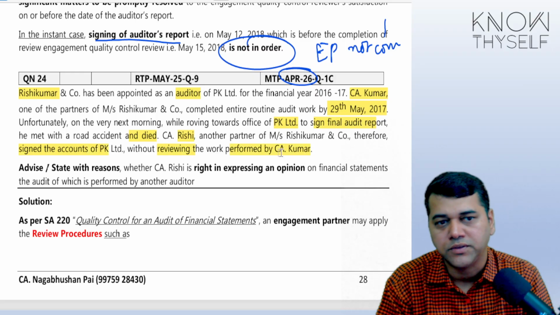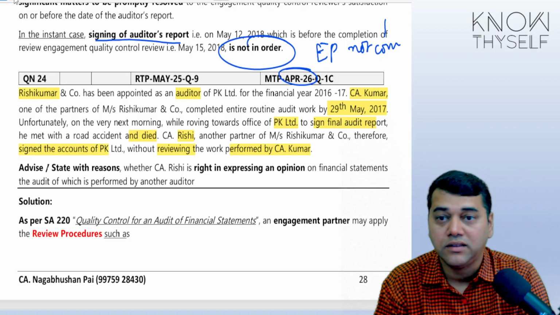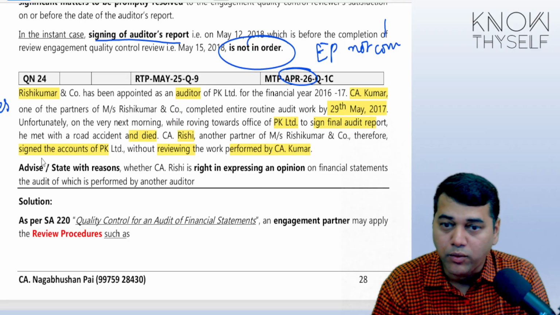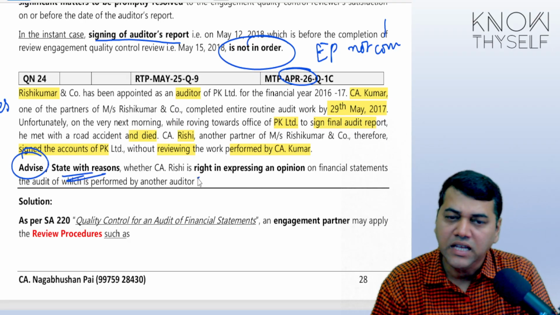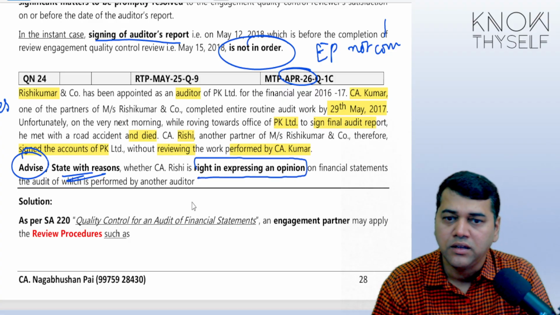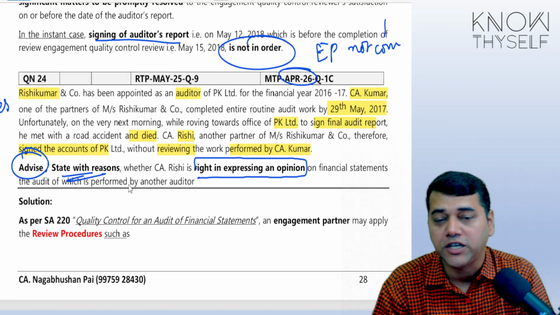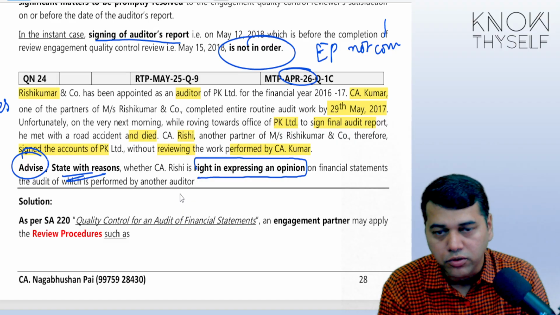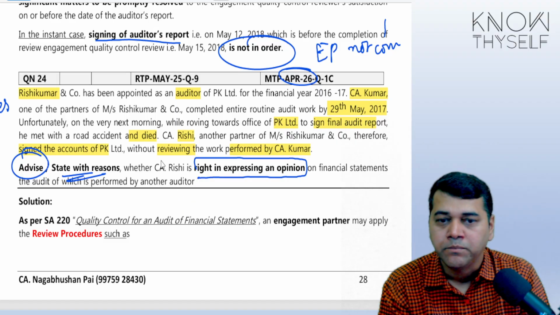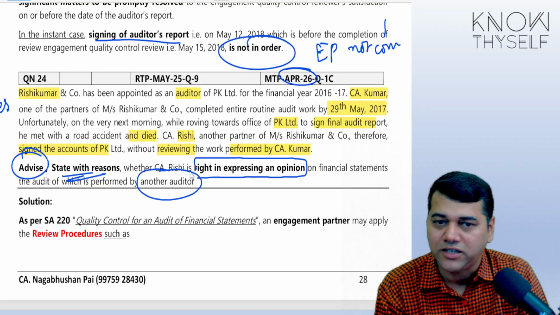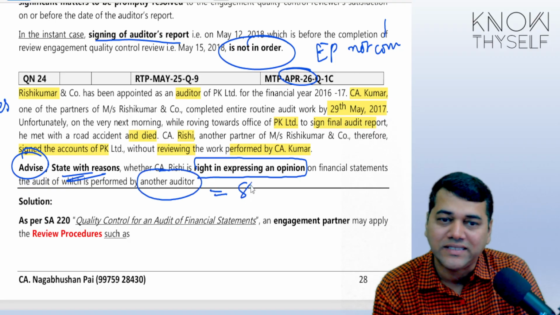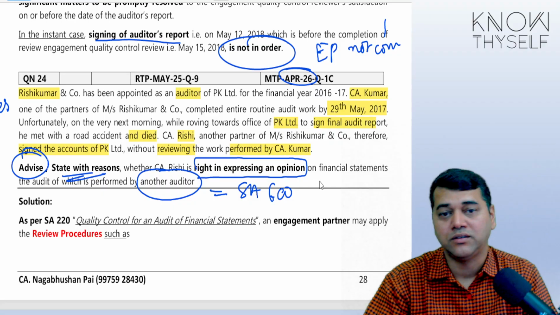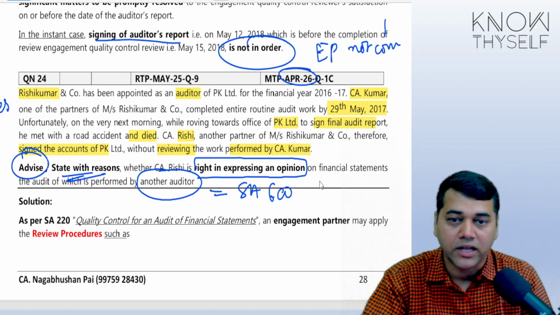Now the first question comes: can another partner sign? The answer is yes. But the question is to advise or state with reason whether he is right in expressing the opinion on work performed by another auditor. Please see, students, this is how they try to provoke you or take your mind somewhere else. When they talk about another auditor, this word is relevant in SA 600. Who is this another auditor? The branch auditor, the subsidiary auditor. They are called another auditor.